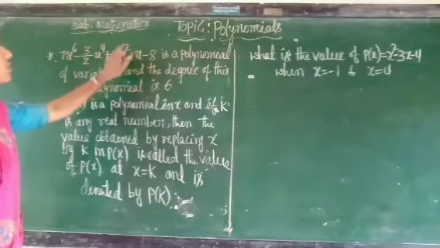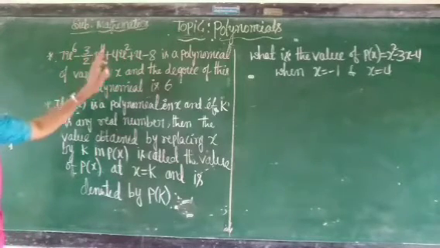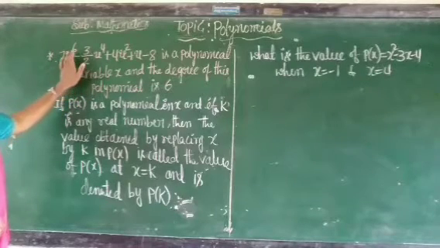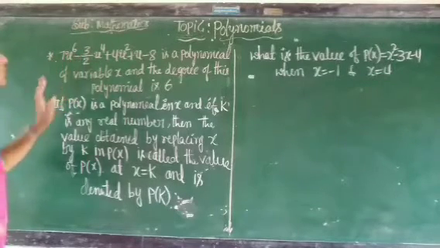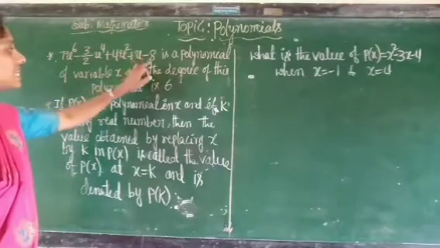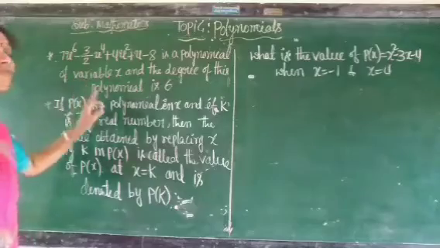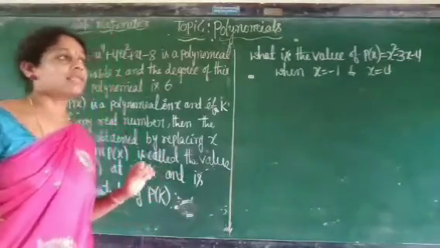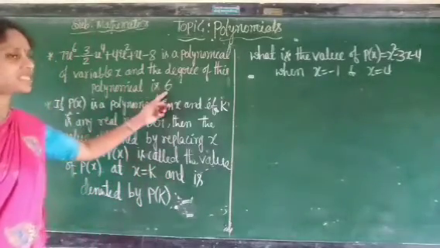Here it is 1, 2, 4, 6. The highest degree is 6. 7u to the power 6 minus 3 by 2 u to the power 4 plus 4u square plus 4 minus 8 is a polynomial of variable x, and the highest degree of the polynomial is 6.